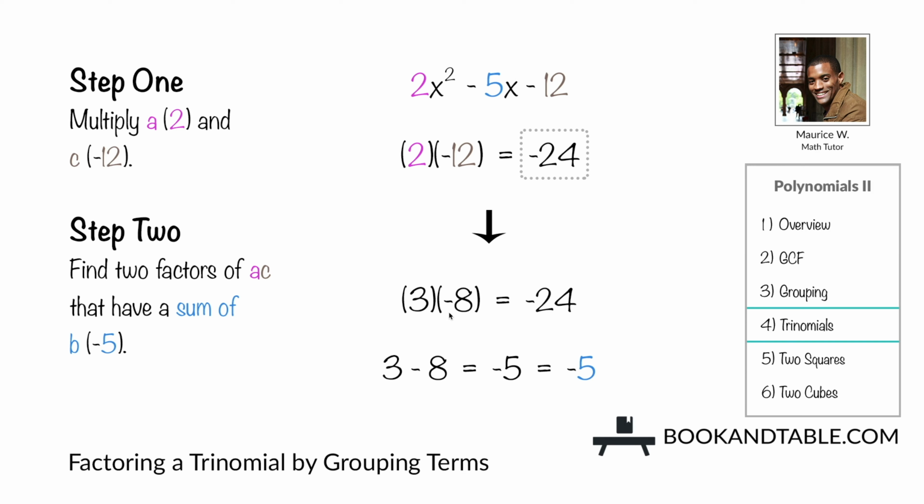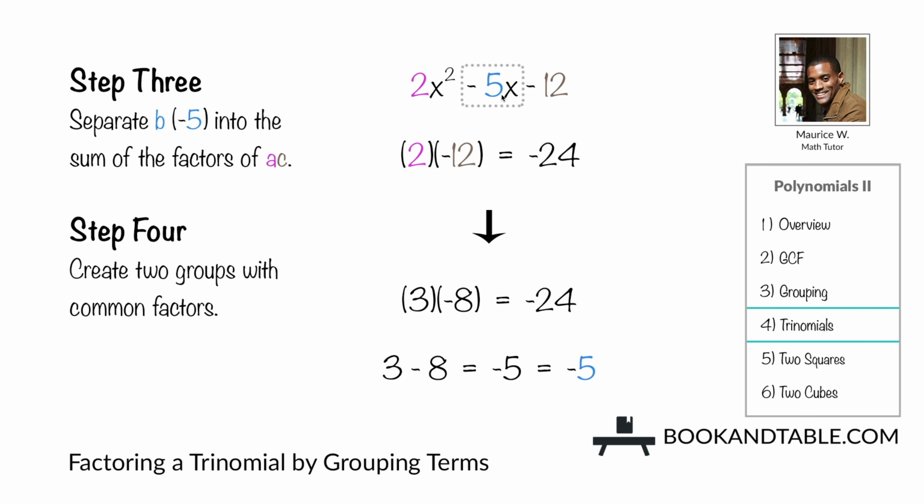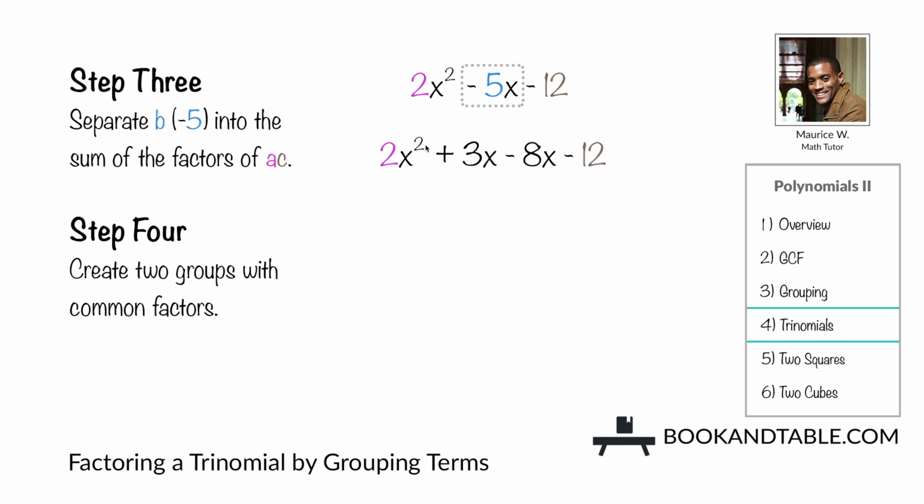We then try 3 times -8, which also equals -24. And when we find the sum of these two factors, we get 3 minus 8, which is -5. And that does equal the coefficient of our x term, -5. So 3 and -8 are the factors that we are looking for. So we will break -5x into the sum of the factors, 3 and -8. So we wind up with 2x squared plus 3x minus 8x minus 12. 3x minus 8x equals -5x.